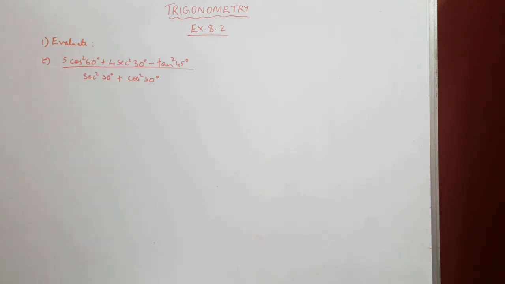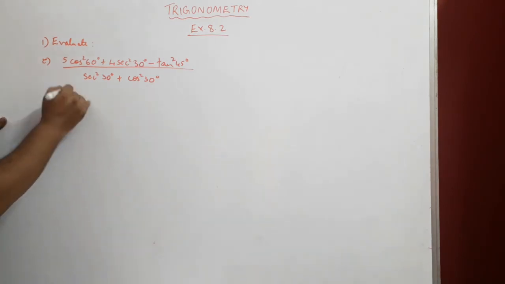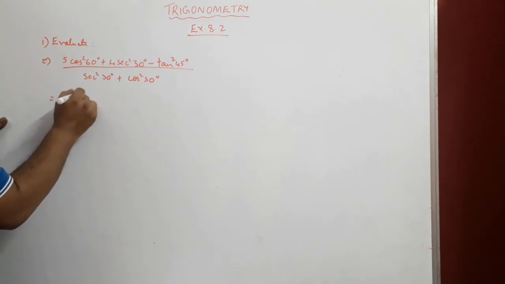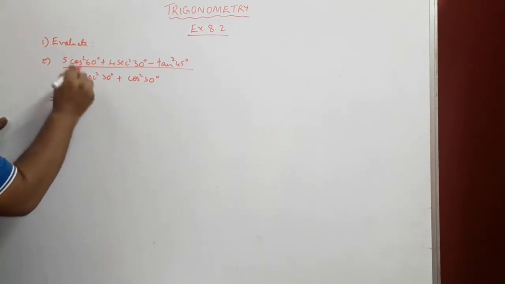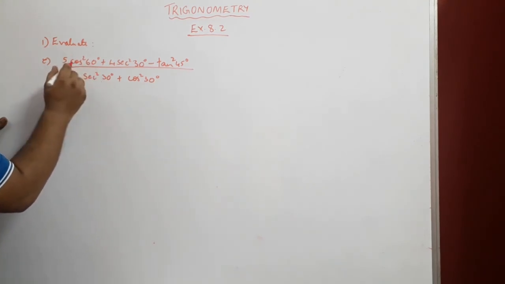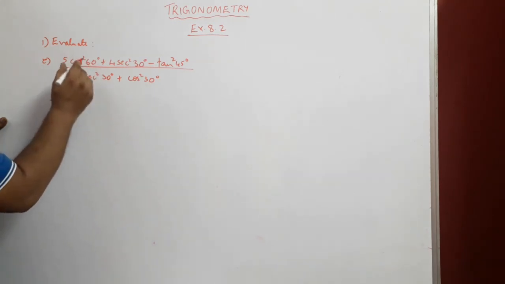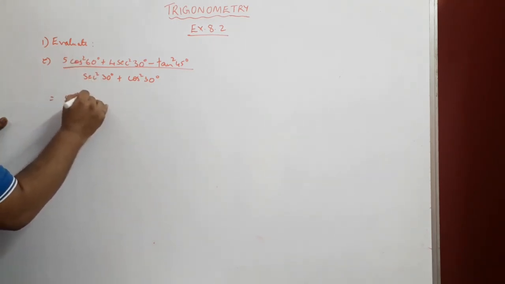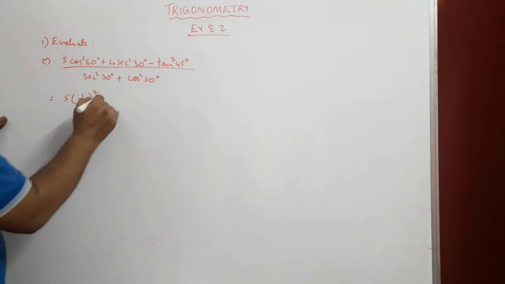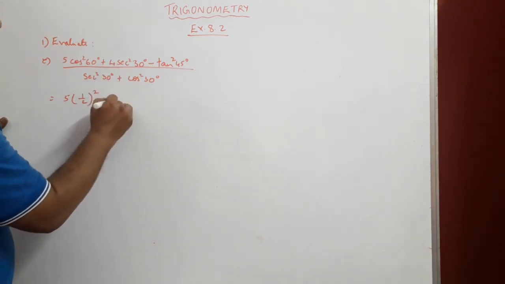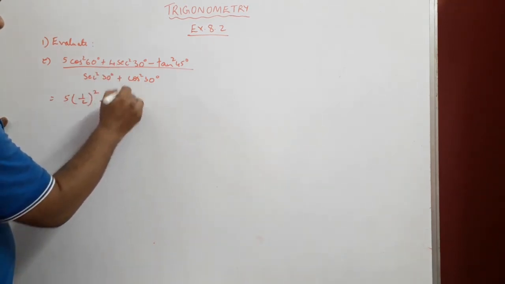The final problem of this video is 5 cos square 60 degrees plus 4 sec square 30 degrees minus tan square 45 degrees whole thing upon sec square 30 degrees plus cos square 30 degrees. So 5 into, put a bracket, cos 60 is half, so that means half, and that's square, plus 4 sec square 30 degrees.